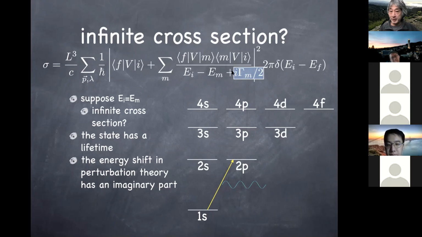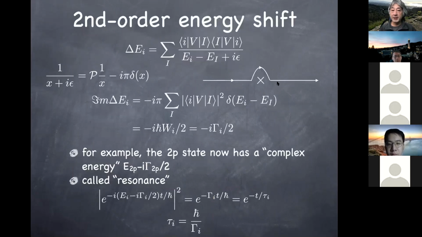Okay, so of course, once the energy does acquire this imaginary part, even when E_i and E_m are the same, so that the real part vanishes, the imaginary part remains, so the cross-section does remain finite. And so that's the way everything turns out to be consistent. So the rest of the discussion is to understand how this imaginary part is acquired by the energy of the 2p state.